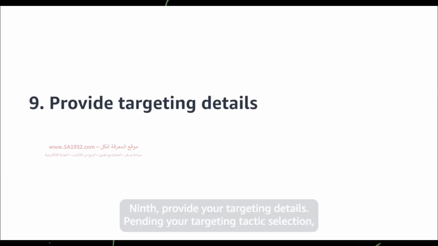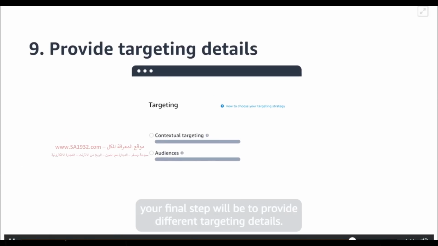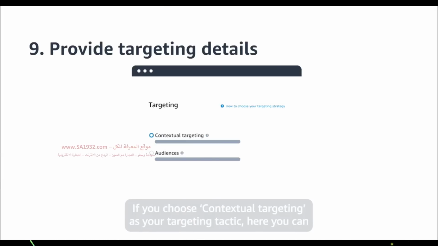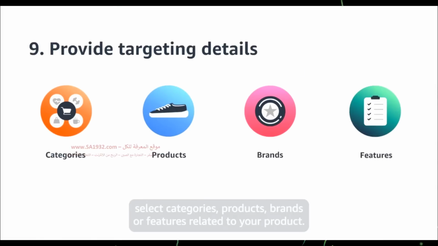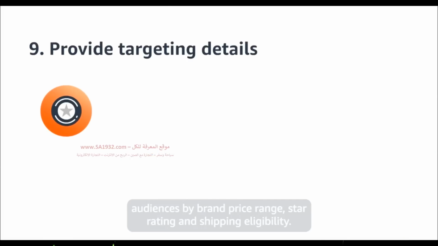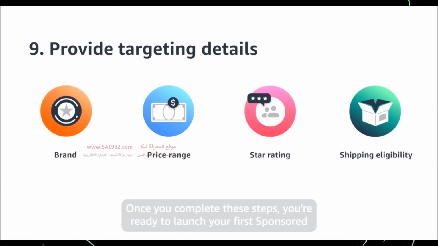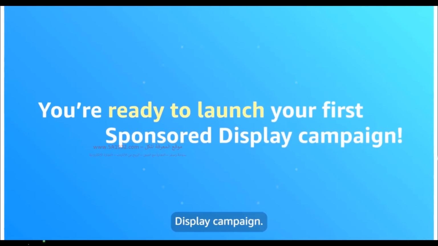Ninth, provide your targeting details. Pending your targeting tactic selection, your final step will be to provide different targeting details. If you choose contextual targeting as your targeting tactic, here you can select categories, products, brands, or features related to your product. If you choose audiences as your targeting tactic, here you can further refine audiences by brand, price range, star rating, and shipping eligibility. Once you complete these steps, you're ready to launch your first sponsored display campaign.